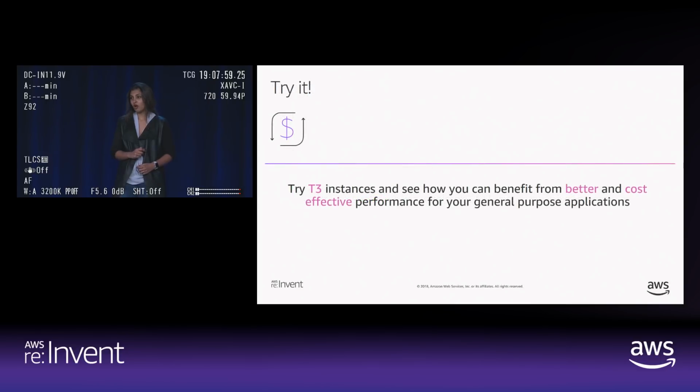So your call to action for today after the session is to go actually try out the T3 instances. If you are running general purpose workloads on M4s, M5s, C3, 4, 5s, whatnot, and you have less than fixed continuous CPU usage in the range of like 30, 40%, give T3 a shot, see if it meets your needs, and you can benefit from the great performance and lower price.